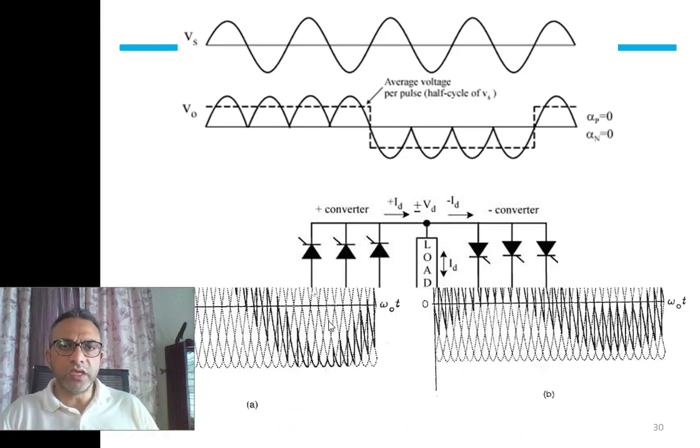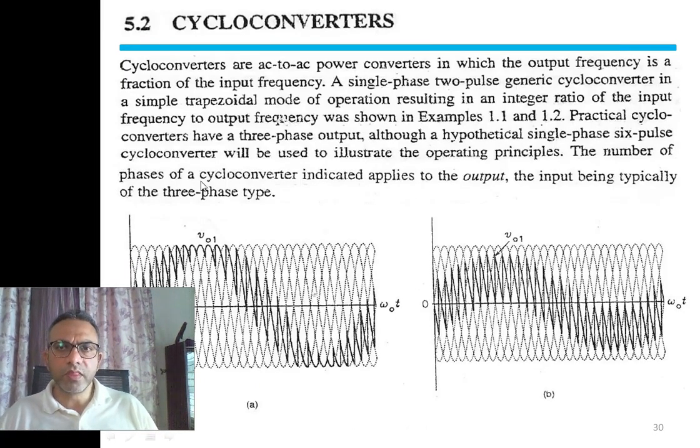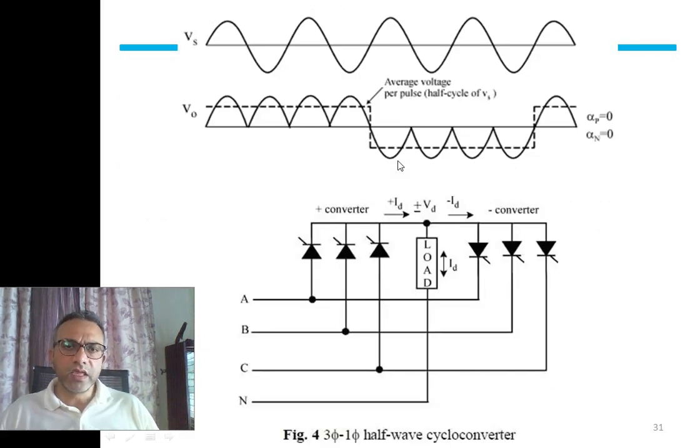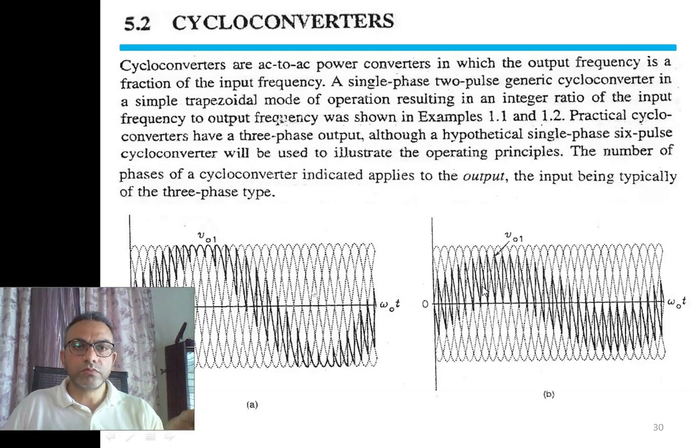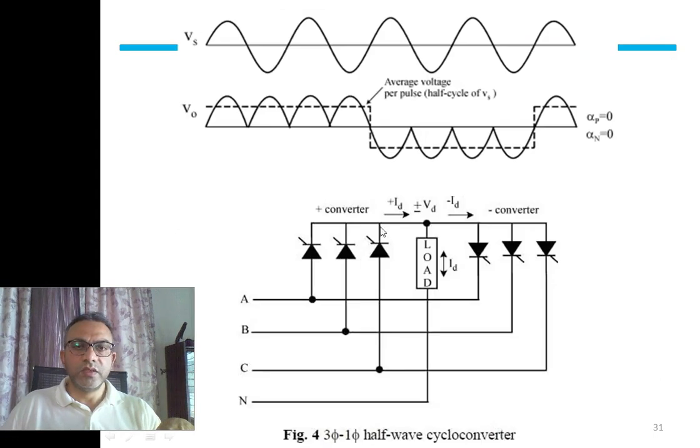As mentioned earlier, a practical cycloconverter has three phase output, so a hypothetical single phase 6 pulse cycloconverter will be used to illustrate. Where is the 6 pulse? These 6 SCRs 1, 2, 3, 4, 5, 6 represent the 6 pulse cycloconverter, and here is the output.